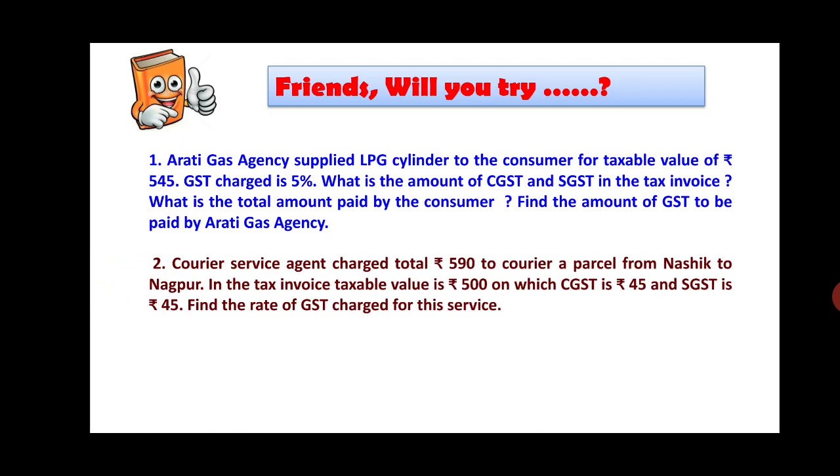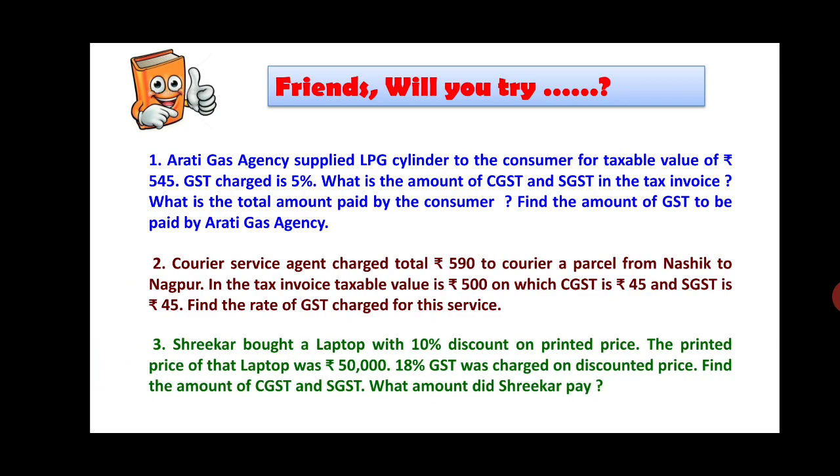One more example. Courier service agent charged total rupees 590 to courier a parcel from Nashik to Nagpur. In the tax invoice, the taxable value is rupees 500, on which CGST is rupees 45 and SGST is rupees 45. Find the rate of GST charged for this service. And the last one, Srikar bought a laptop with 10% discount on printed price. The printed price of that laptop was rupees 50,000. 18% GST was charged on the discounted price. Find the amount of CGST and SGST. What amount did Srikar have to pay? Friends, try these problems. Certainly you can solve them.